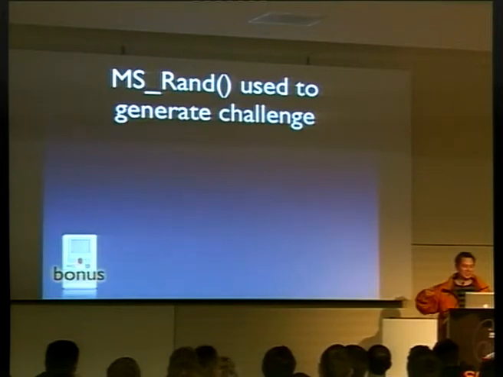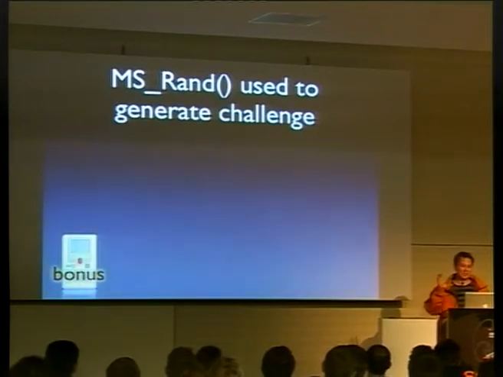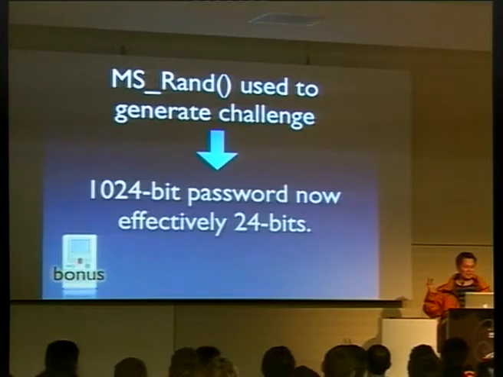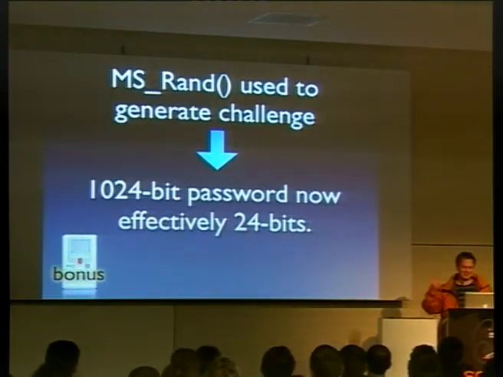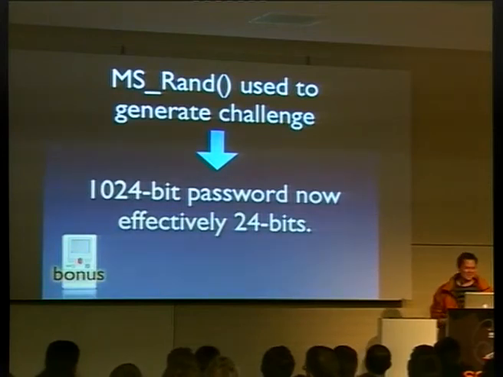To generate their challenges, they used MS-RAND, which is from GW Basic, which is supposed to give you 16-bit random numbers, not 1024-bit random numbers. So actually, the security of that is more like 24 bits. So 1024 sounds good, but it's really more like 24.